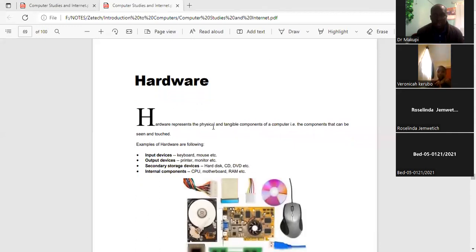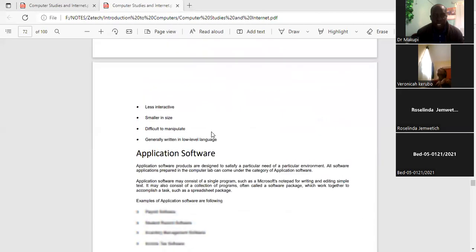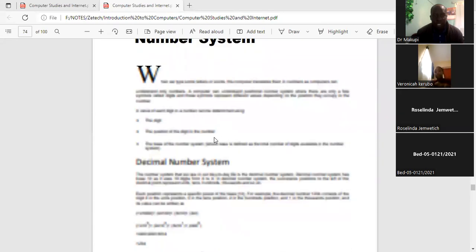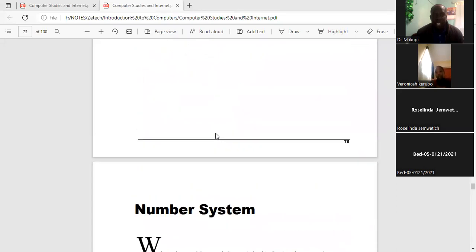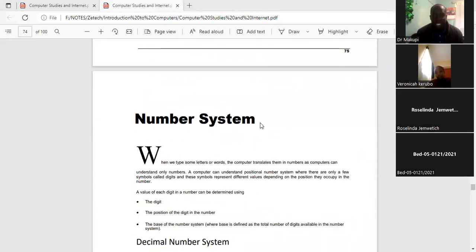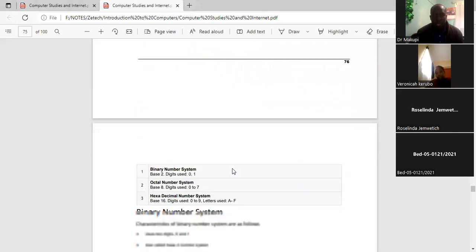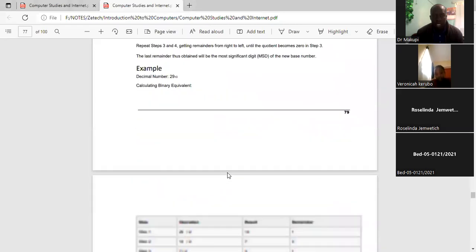So that's a little bit about hardware. We have covered software. There's a very, very important class, that is number systems. I don't want to touch that.